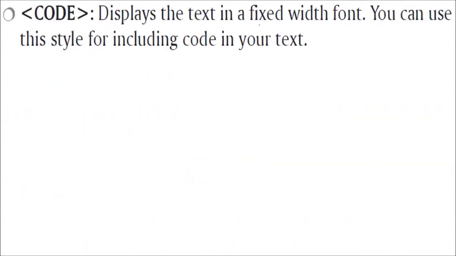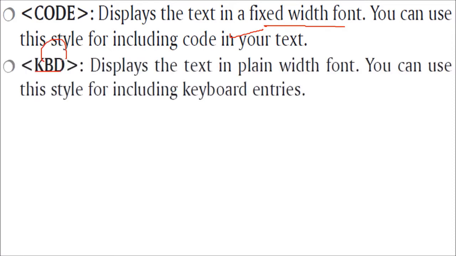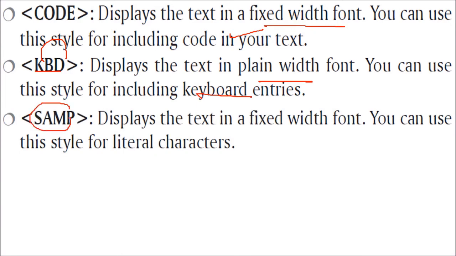Code: this displays the text in fixed width font. You can use this type for including code in your text, in C, C++, Java code. KBD, for keyboard: this displays the text in plain width font. You can use this style for including keyboard entries. SAMP, S-A-M-P: this displays the text in fixed width font. You can use this style for literal characters.